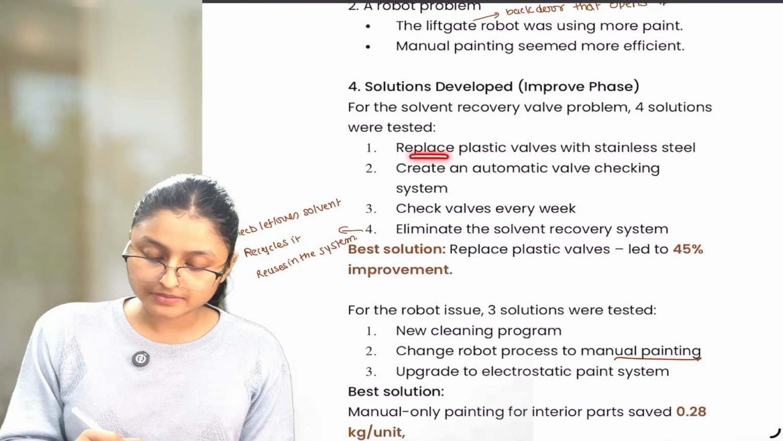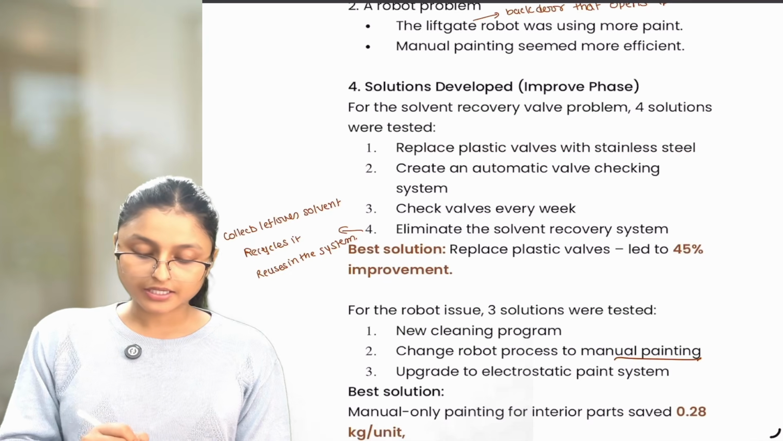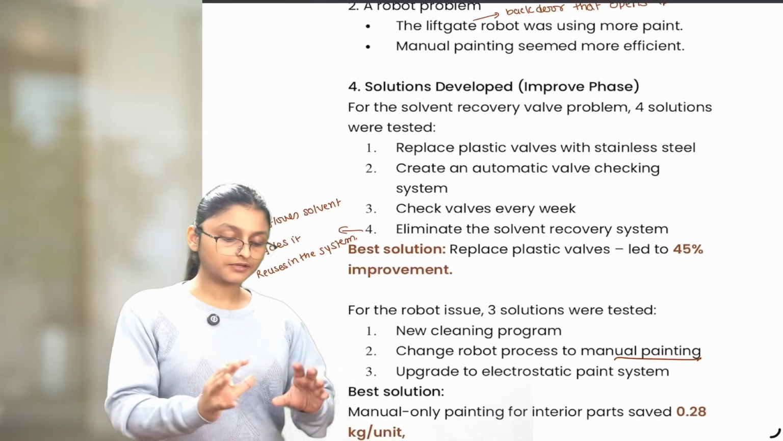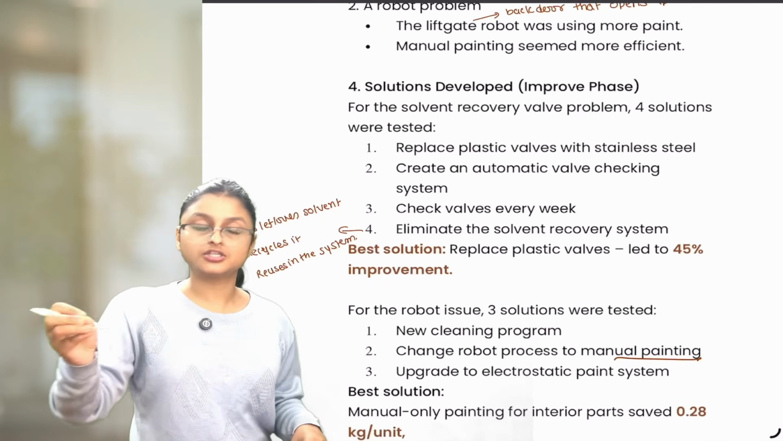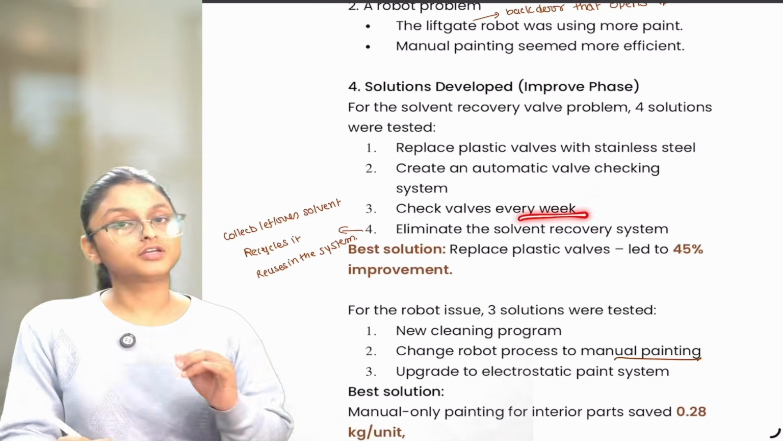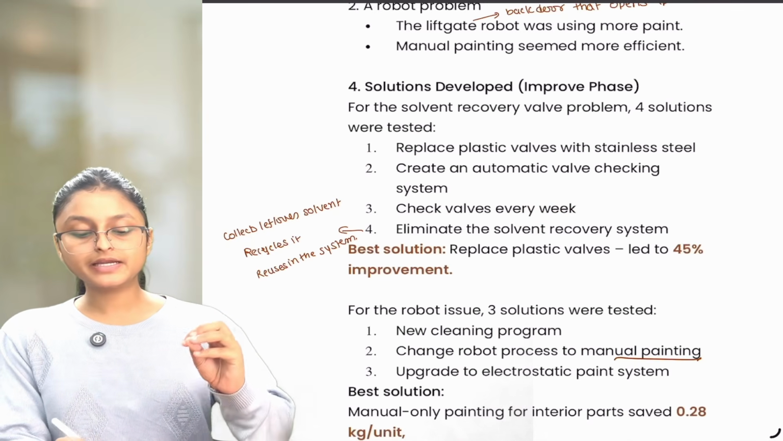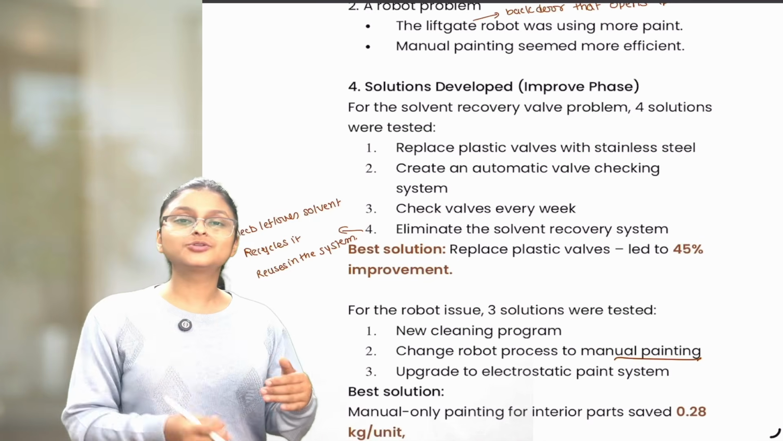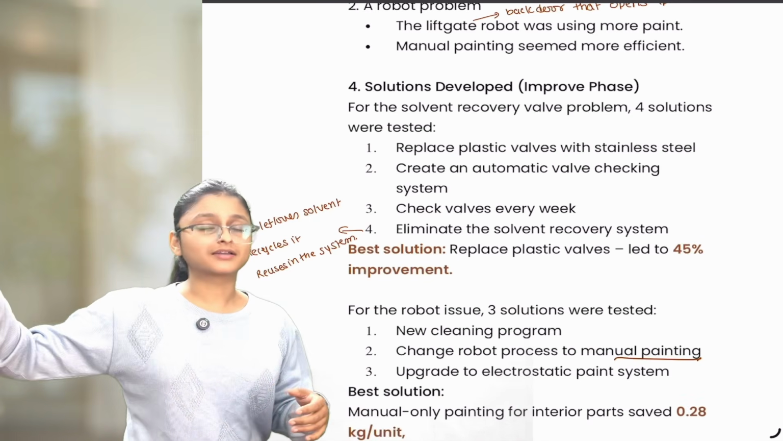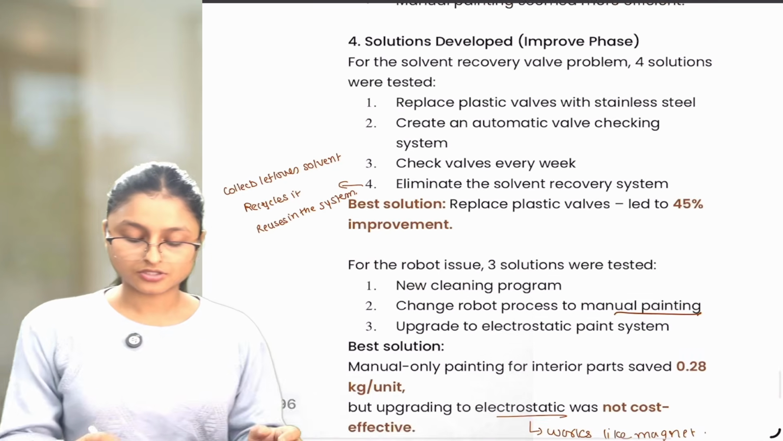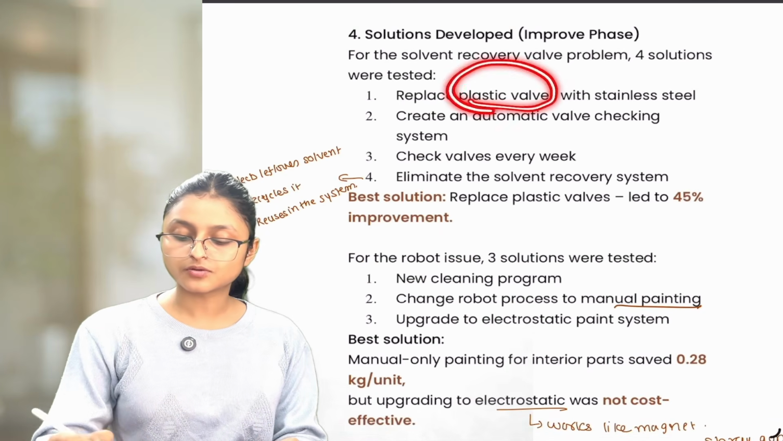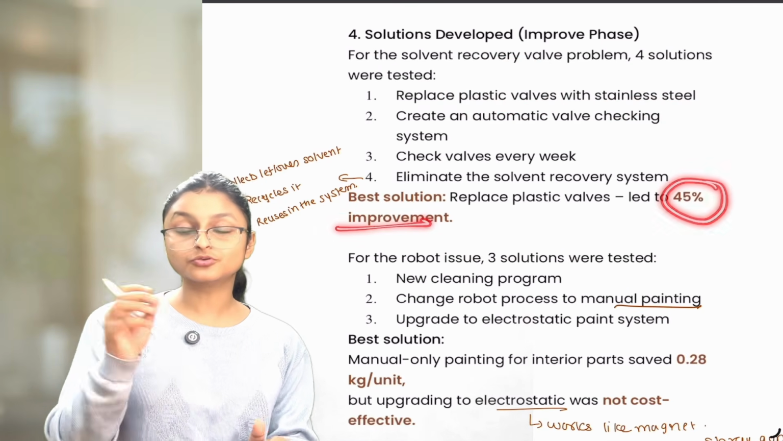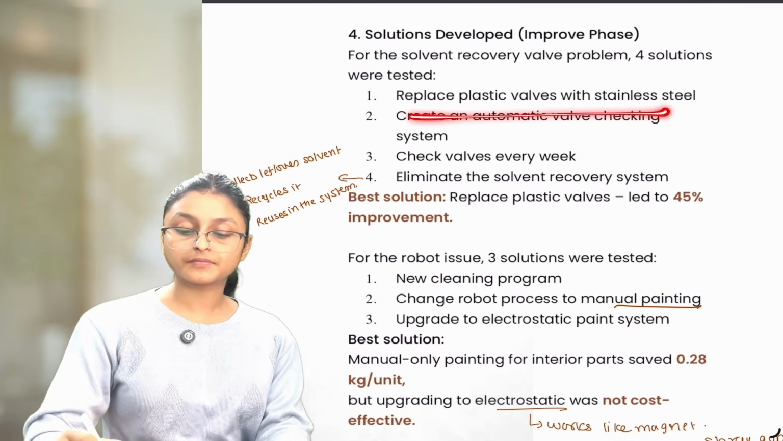The first is replace plastic valve with the stainless steel valve. Create an automatic valve checking system so that valve is checked every time, so that even if that valve gets damaged, we can change it with the other one. Check valves every week manually. You can also check the same. Eliminate the solvent recovery system. You just eliminate or remove that solvent recovery itself. So it will lead to a lot of environmental impact. So it's not good for the organization. Next, so best solution was replace plastic valve with stainless steel, because by doing that you are able to do 45% improvement just by applying this one.